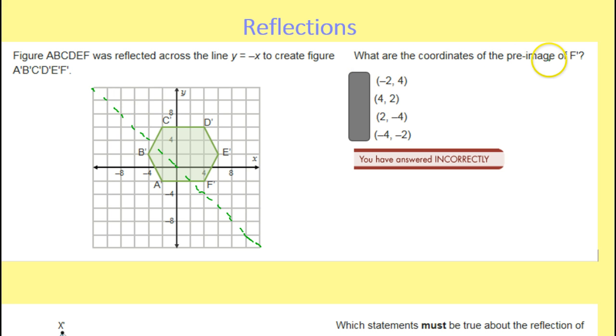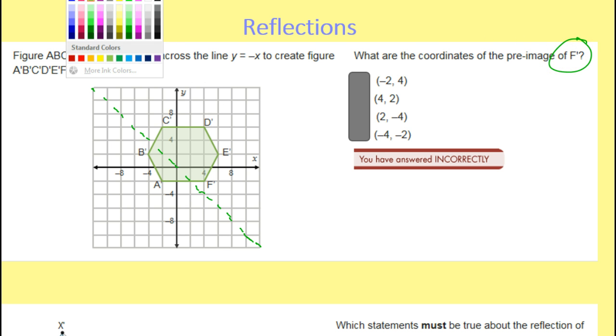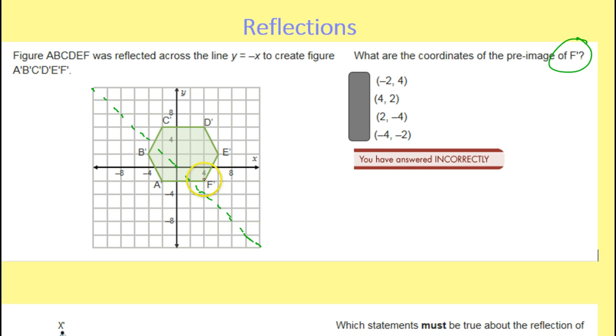Now, what are the coordinates of the pre-image of point F? Okay, so focus your eyes on point F prime, which is right here. And they want to know what was the original point, the pre-image of this point. Well, basically we just need to reflect this point over this diagonal line, and then we'll know. So if we did that, it would land right here. I'm just looking diagonally across, and I'm going the same distance on the other side. So this blue point tells me what the pre-image would be, the original point.